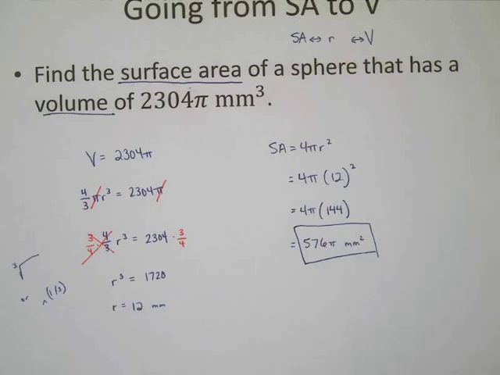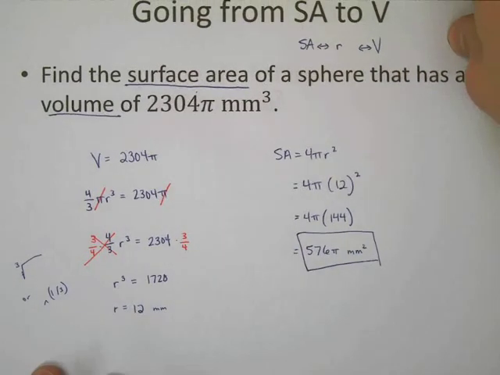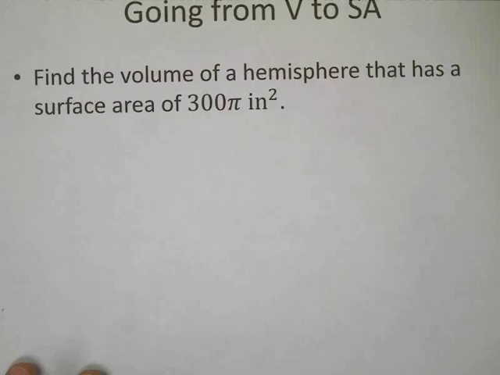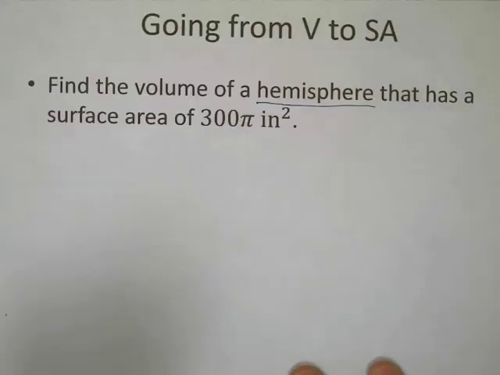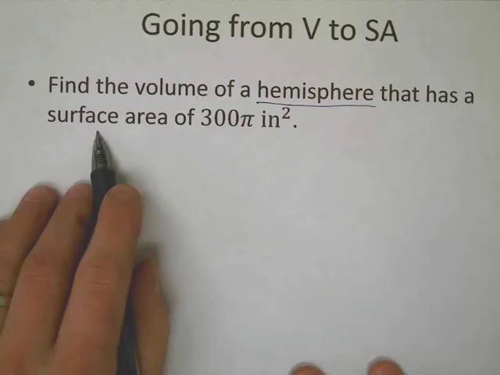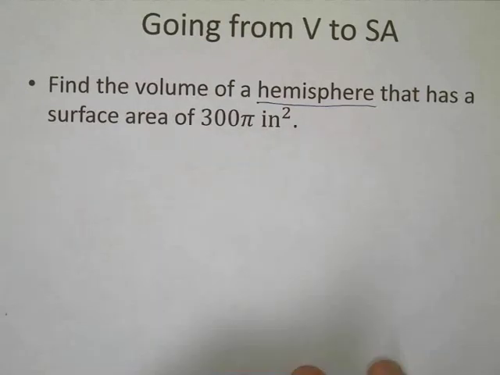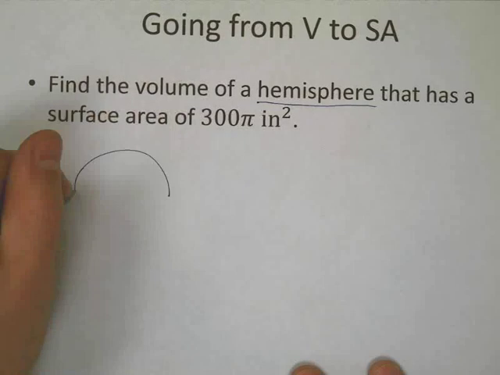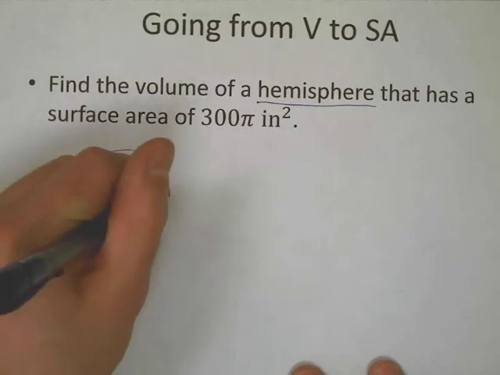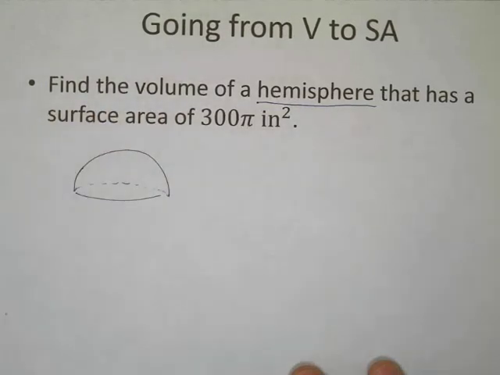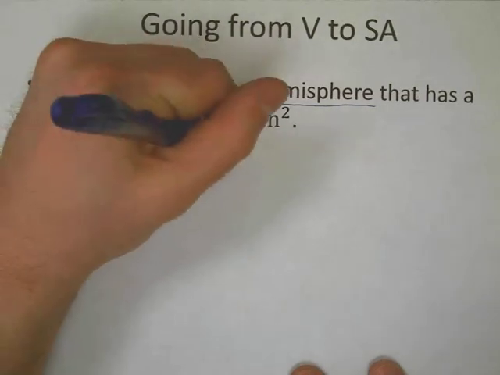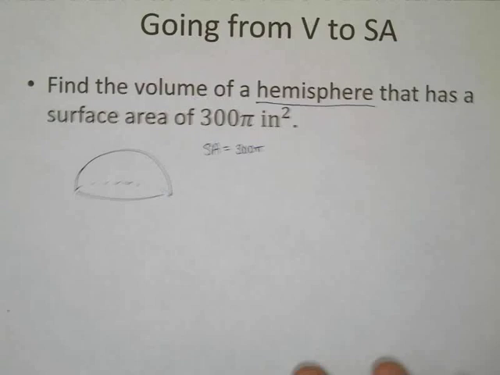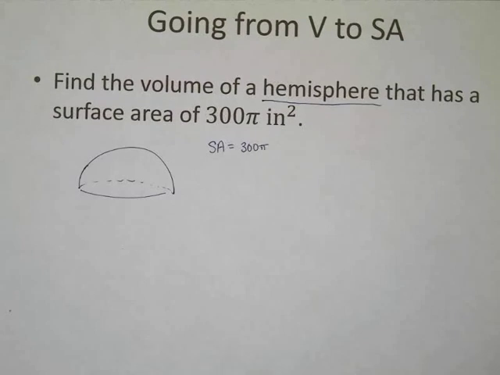All right, video is getting a little long, but I've only got one example left, so I'm going to work through it. One more. Let's work backwards from volume to surface area. Find the volume of a hemisphere. Ooh, that's going to be tricky, okay? It has a surface area of 300 pi square inches. So I've got this shape here, a hemisphere, and the surface area is 300 pi square inches.